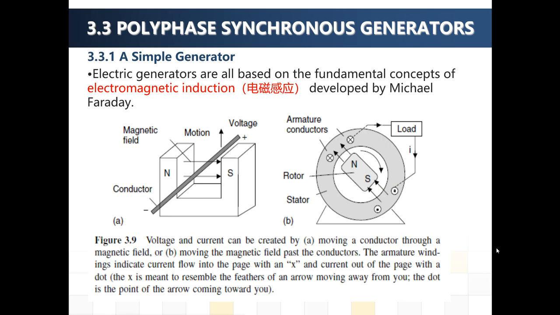Section 3.3 Polyphase Synchronous Generators. Section 3.3.1 A Simple Generator.